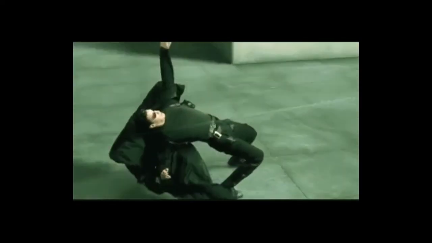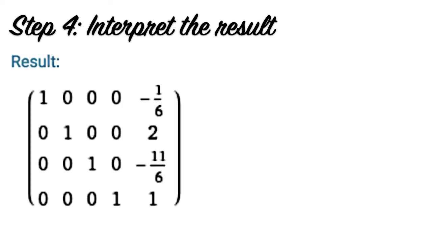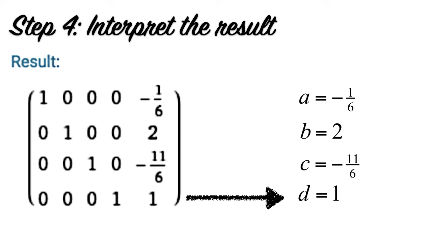Let the matrix do all of the numerical manipulation. And all we need to do then is to interpret the result. This result matrix has solved our problem for A, B, C, and D. It tells us that A equals -1/6, and B is 2, with C being -11/6, and finally D equals 1.